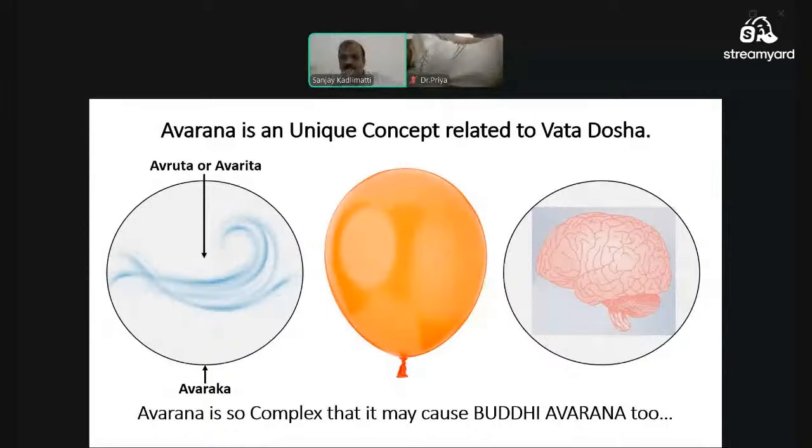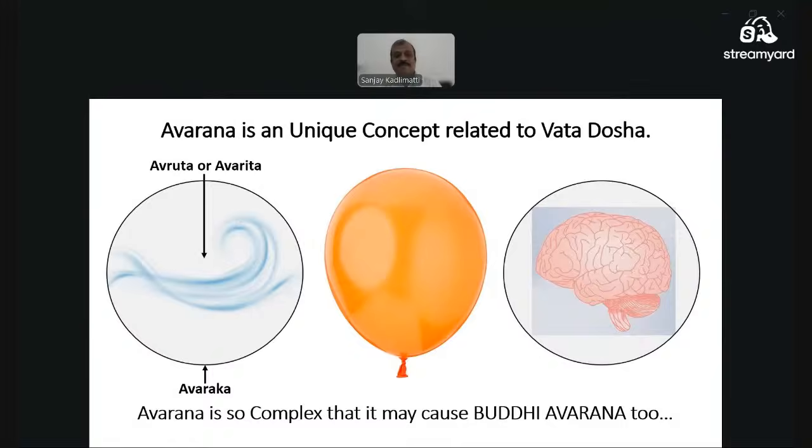Now the third diagram. Whatever I told till now, if somebody doesn't understand, this Avarana topic is such a complex topic that it may cause Buddhi Avarana also. May it be the Bhishak, may it be the Vidyarthi, or any person dealing with Avarana, if the concept is not understood properly, if we don't give logical interpretation for the concepts of Avarana, maybe Anyonya Avarana or Dosha Avarana, Anna Avarana, Mala Avarana, etc., that pathology itself is so complex. It is a unique concept in Ayurveda, and if we don't understand it, it may cause Buddhi Avarana of the person who is perceiving it. That's why I put these three circles.